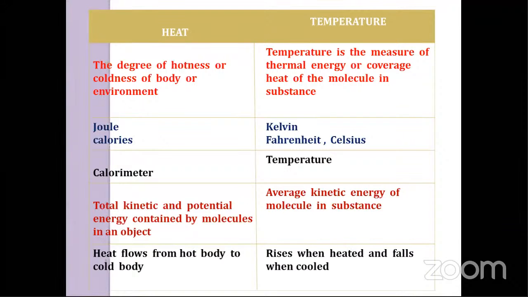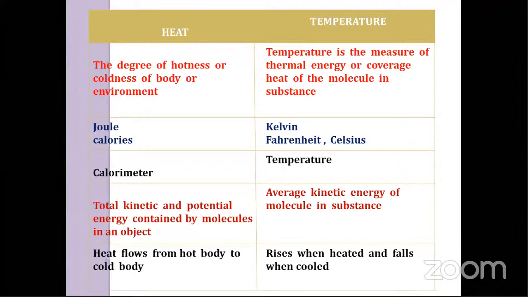Next, the SI unit of heat is joule. As I earlier said to you, there are two types of systems, the SI unit system and the CGS system. So heat is measured in joule. And another unit of heat is calories. See here, joule and calories. These are units of heat, and heat is measured in joule and calories.